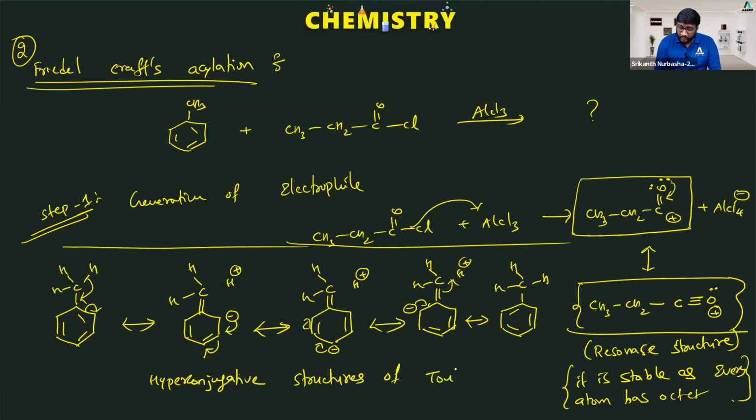Why am I saying this? Why do we need to draw the hyperconjugative structures? Because CH3 is an electron donating group. Whether through inductive effect or hyperconjugative effect, it is an electron donating group, right? If it is an electron donating group and we think of only the inductive effect, are electron donating groups ortho para directing or meta directing?